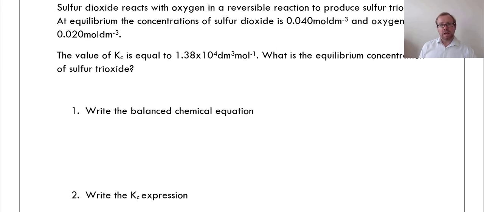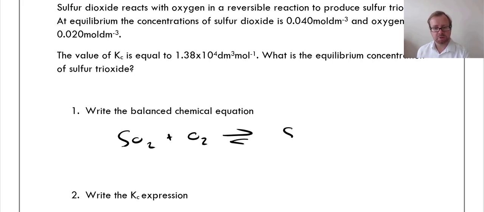trioxide? Well, obviously the first thing that we need to do is write the balanced equation. So we know from this that sulfur dioxide reacts with oxygen, so SO2 reacts with oxygen in a reversible reaction to produce sulfur trioxide. I need to make sure this is balanced, so 2SO2, 2SO3. Let's check the oxygens. 2 times 3 is 6, 2 times 4 is 4, plus 2, 6. My sulfurs are balanced, so I've now got the balanced chemical equation.